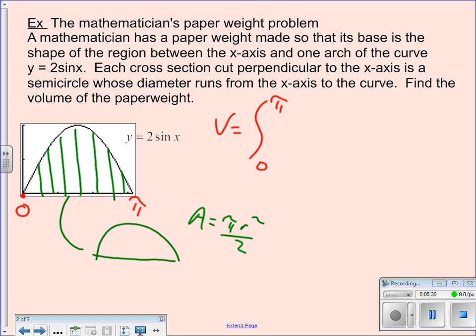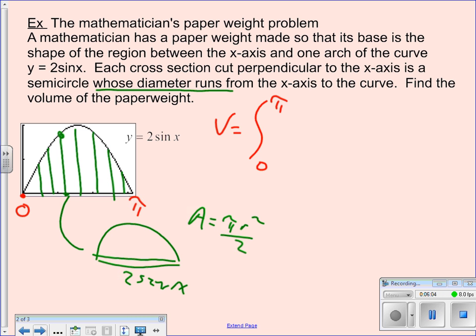Surface area is the area of that semicircle. Well, with pi r squared, what's r? Now, if you read carefully, it says each cross-section whose diameter runs from the x-axis to the curve. So at any point x, what is y? Y is 2 sine x. This total distance here is 2 sine x. That's the diameter.